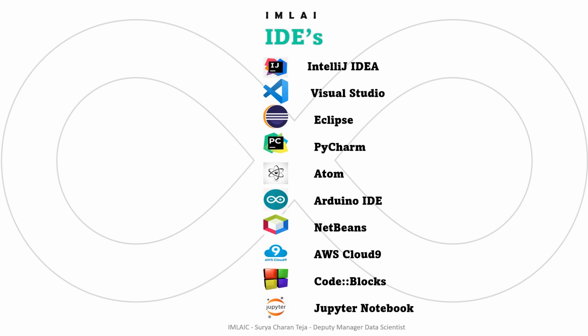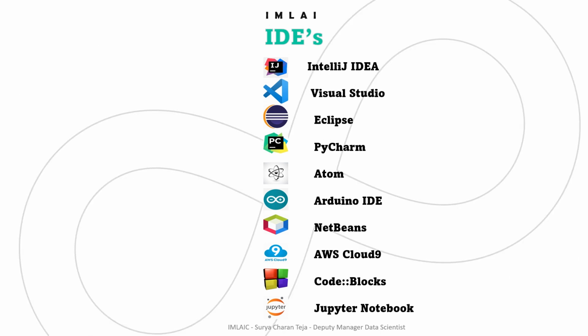In ops, I go with IntelliJ, whereas during development, I go with Visual Studio, Eclipse and PyCharm. So Atom, NetBeans, AWS Cloud9, CodeBlocks, and Jupyter Notebook is one more. These are all famous development environments where you can install plugins, and it helps a lot.